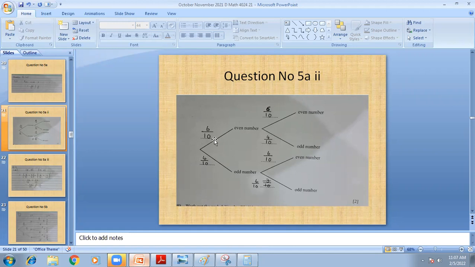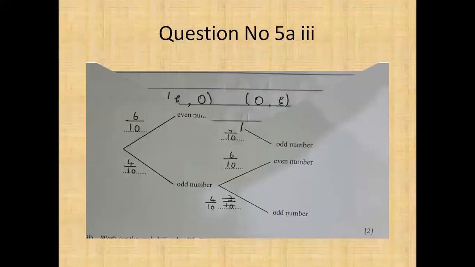So how do you find the probability of this? Even, odd will be 4 by 10 multiplied by 6 by 10, plus odd and even, that will be 4 by 10 multiplied by 6 by 10. So this is how you will find the probability of this.